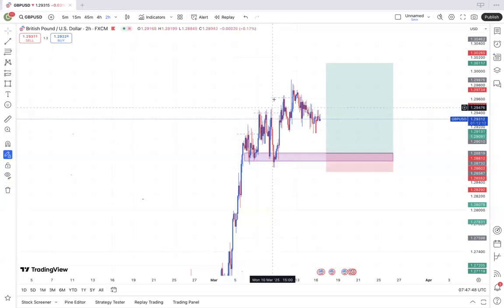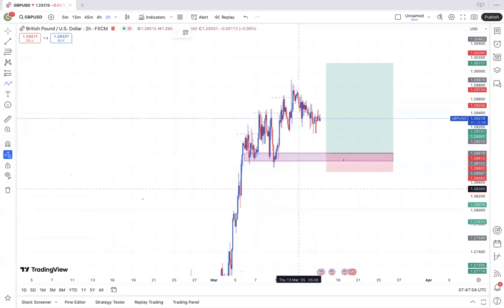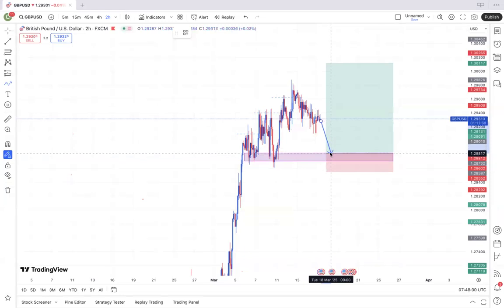First break of structure, second break of structure, third break of structure. So now then for me, I know that market most likely would come down here and then give us a reaction.